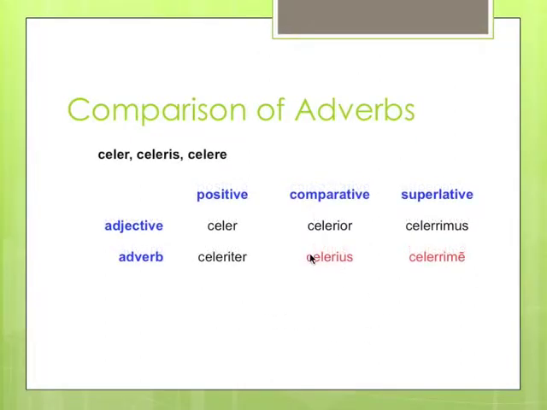Here are some other examples. Here is celer, celeris, celere, the third declension, three termination adjective that means swift. So here's the adjective, celer, celerior, celerrimus. This is swift, swifter, swiftest. And this is the adverb, swiftly, more swiftly, most swiftly. Note how celerius is merely the neuter form of celerior, and celerrime is the superlative adjective with the adverbial ending e.